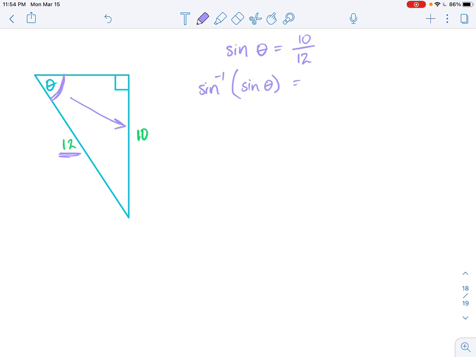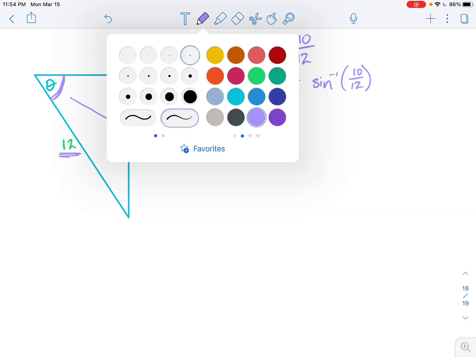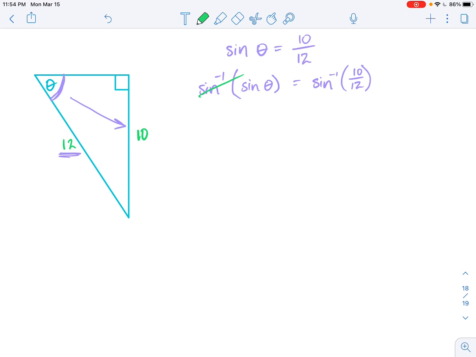Whatever I do on the left side, I must also do on the right side. So sine inverse of 10 over 12. So on the left side, that cancels out sine inverse and sine, and I'm left with just theta. That's what I'm trying to solve for. And then the right side, I need to type into my calculator.